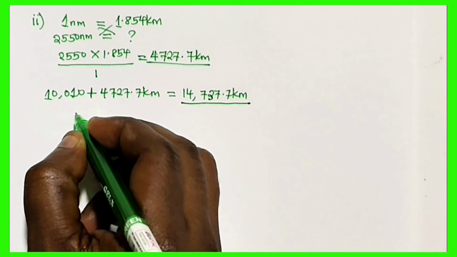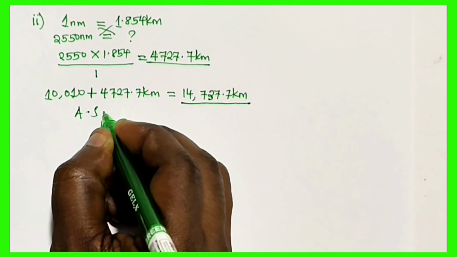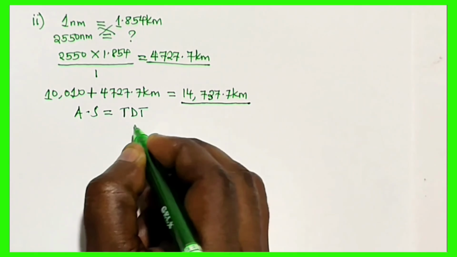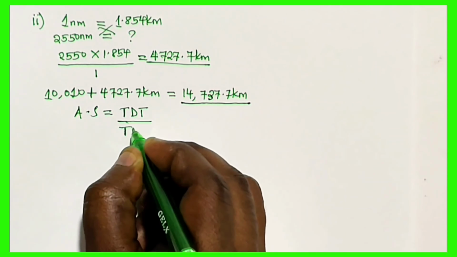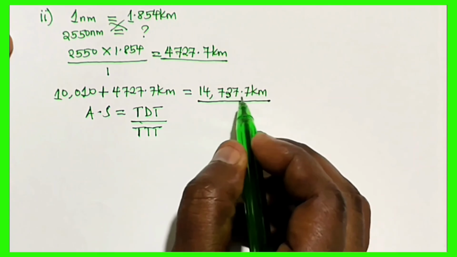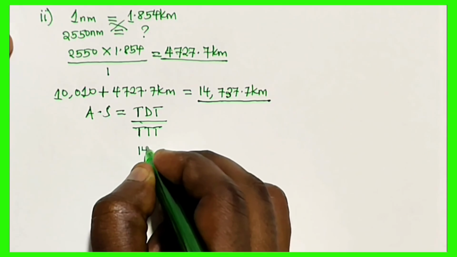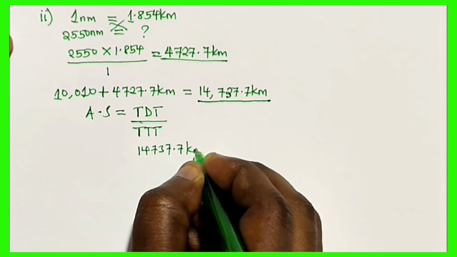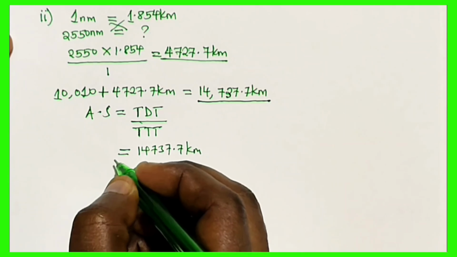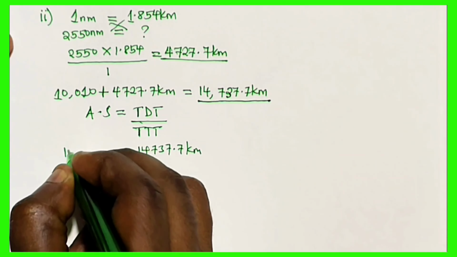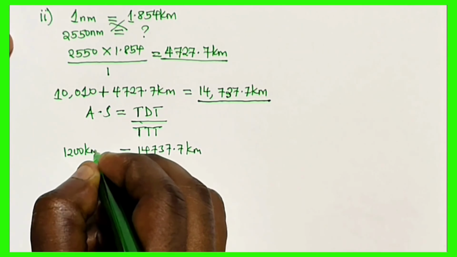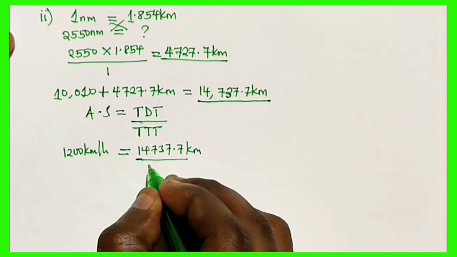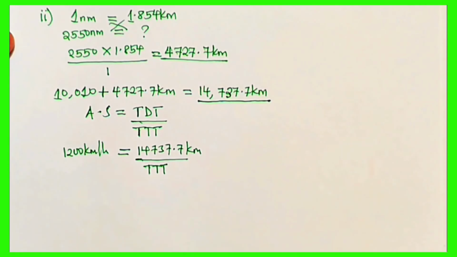Now, we need to find the total time taken as far as average speed is concerned. So we're going to say here that average speed will be equal to the total distance traveled divided by the total time taken. The total distance traveled is 14,737.7 kilometers, and the average speed we've been given to be equal to 1,200 kilometers per hour, and therefore we are looking for the total time taken.